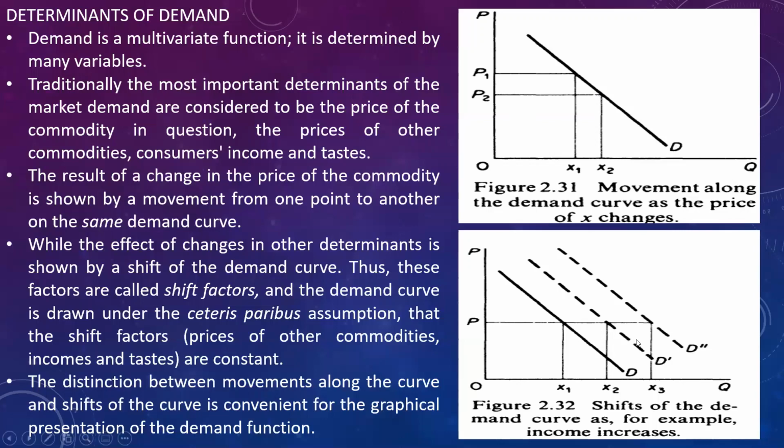Whereas this is a shift in the demand curve. For example, if income increases, demand will increase, so the demand curve will shift towards the right. This is the shift in the demand curve. The price has not changed, but other factors have changed, so the demand curve has shifted. So other than the price, all other factors are shift factors.